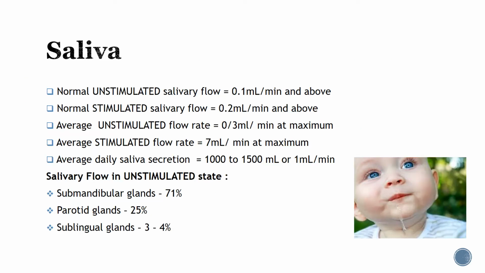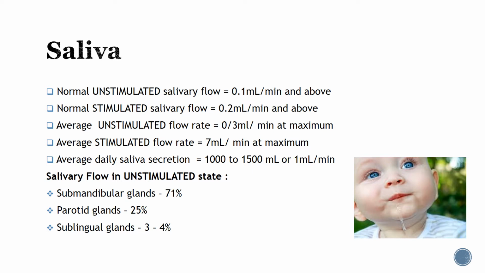Saliva is 99.5% water and the remainder are proteins and electrolytes. The range of normal unstimulated salivary flow is 0.1 ml per minute and above. In the stimulated state, it is 0.2 ml per minute and above. On average, the unstimulated flow rate is 0.3 ml per minute, and the stimulated flow rate is 7 ml per minute at maximum. Stimulated saliva is thought to contribute as much as 80 to 90% of the average daily salivary production. This leads to an average daily saliva secretion of around 1,000 to 1,500 ml, or an average of 1 ml per minute.